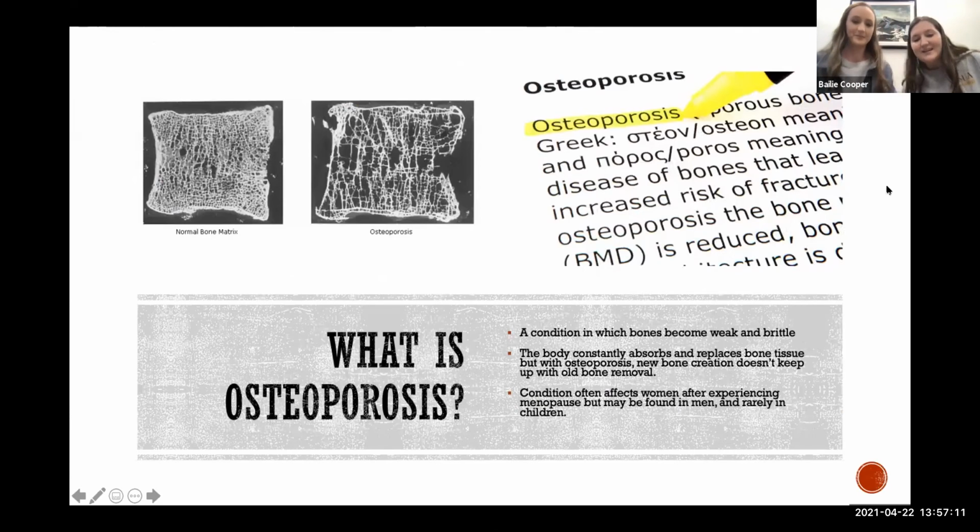All right, so what is osteoporosis? So osteoporosis is a condition in which bones become weak and brittle. The body constantly absorbs and replaces bone tissue, but with osteoporosis, new bone creation doesn't keep up with the old bone removal. So the condition often affects women after experiencing menopause, but also may be found in men, but rarely found in children.